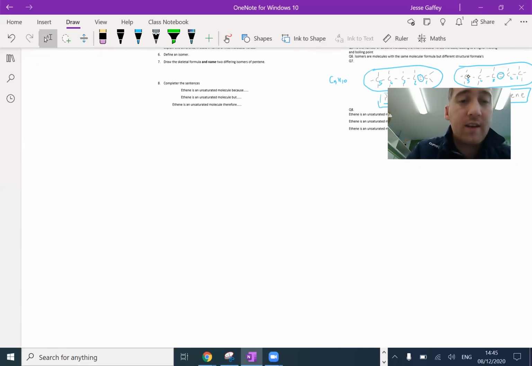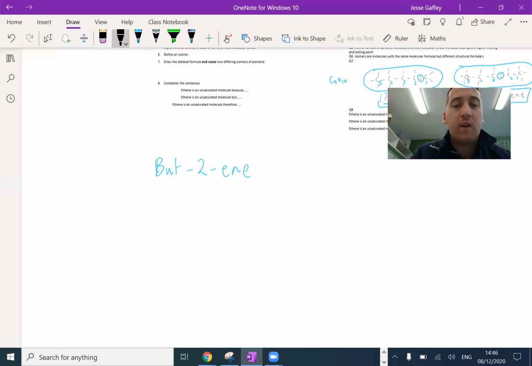What if I said to you, draw me this molecule: but-2-ene. Try and draw that from the name. Okay, how would we go about doing that? Pause the video and try it. Have a go at that now, please.